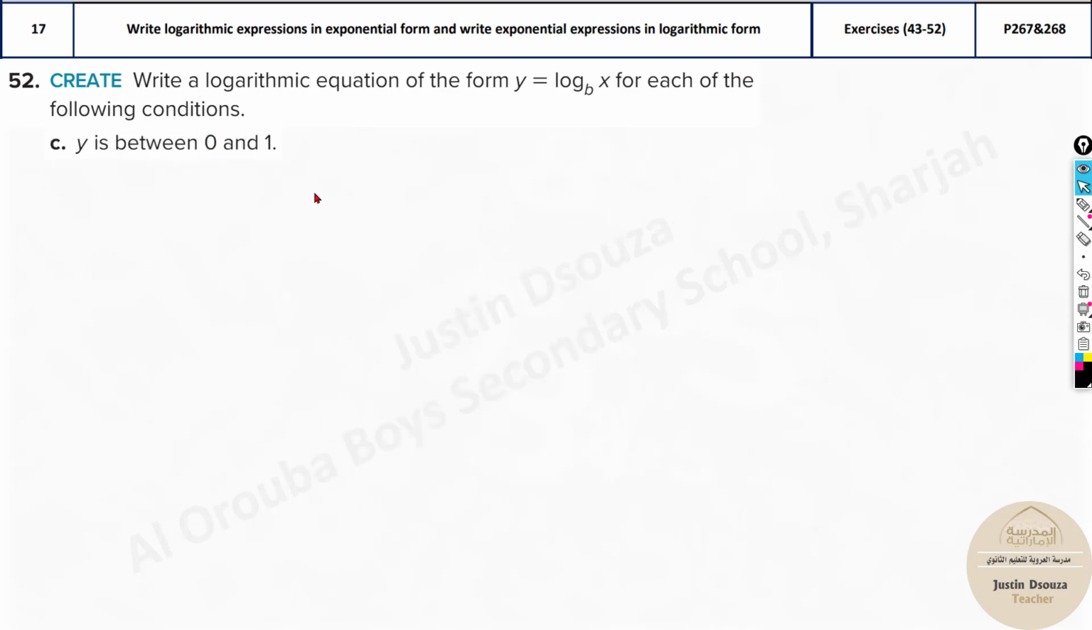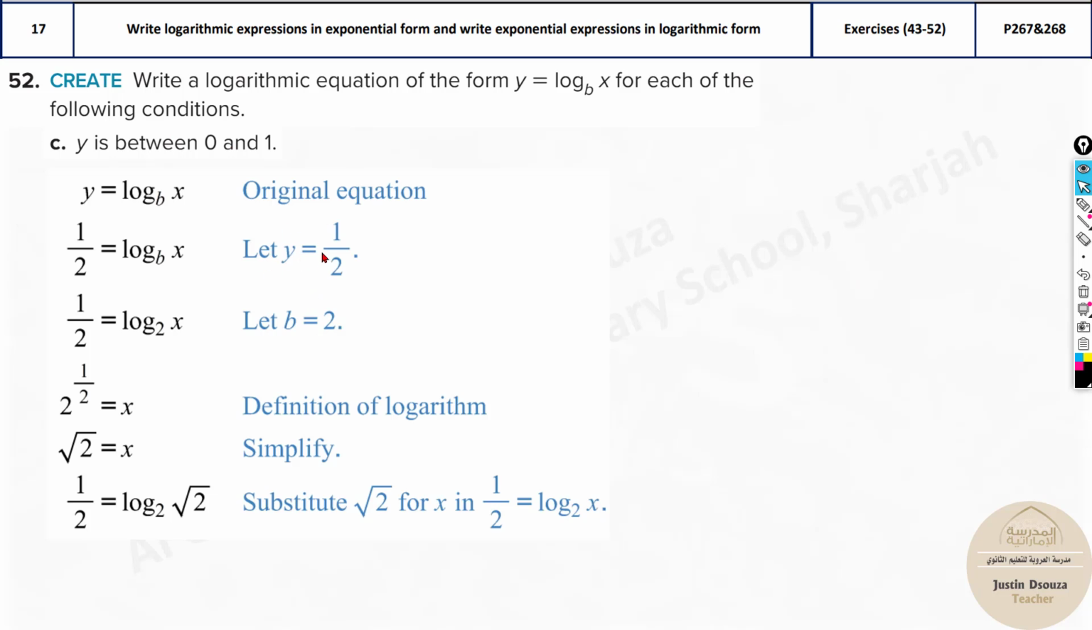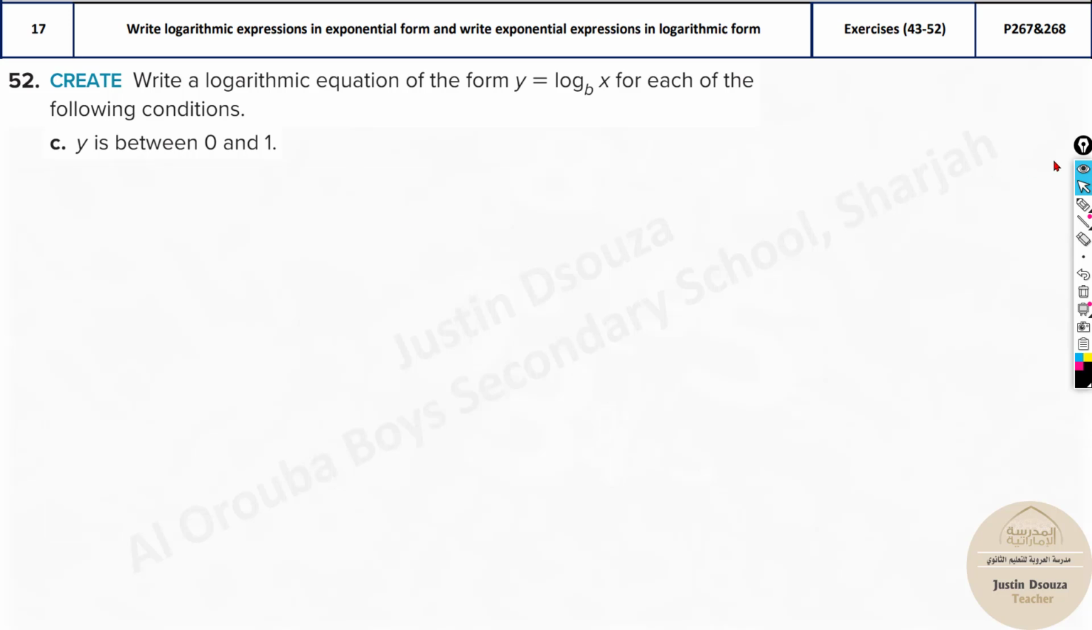Now they have told y is in between 0 and 1. Let me just see what they have assumed. I will take 0.5. Okay, they have taken, see over here, y as 0.5 and b as 2. And now we will solve it. We will do the same thing. We know the equation over here, y is given in the question, log base b of x. Now, y is equal to 0.5 and base b was taken as 2. Now we will start solving. It's 0.5 equals log base 2 of x.